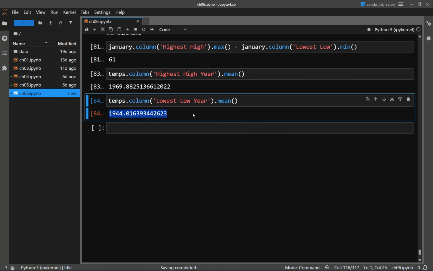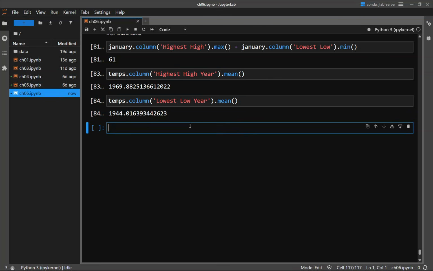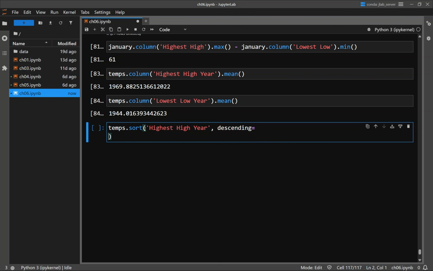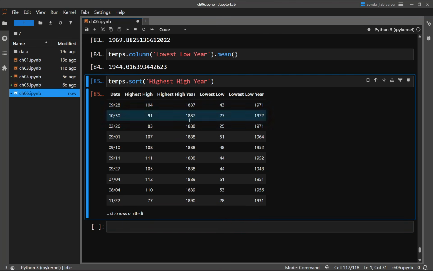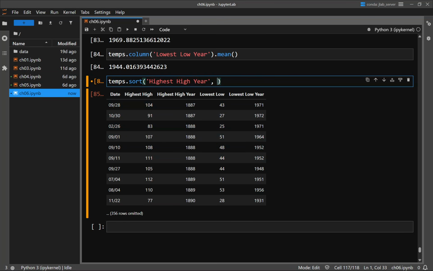Okay, so there's that, and then we could see what's the lowest highest high year. So we can do a sort on highest high year. Descending equals true. Or I guess we can do it without descending first. So it looks like some of the highest highs were set in the late 1800s. That's pretty cool. So it used to be really hot, and it still is. But more of the records are definitely being set more recently.